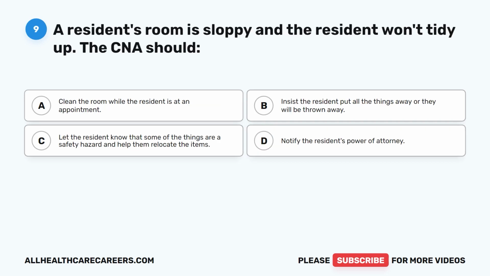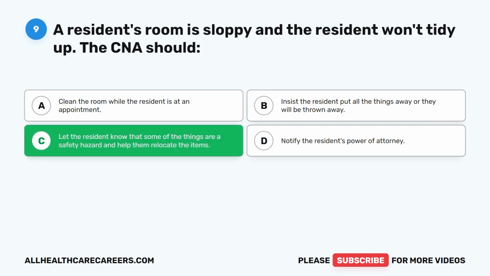Question 9. A resident's room is sloppy and the resident won't tidy up. The CNA should: A. Clean the room while the resident is at an appointment. B. Insist the resident put all the things away or they will be thrown away. C. Let the resident know that some of the things are a safety hazard and help them relocate the items. D. Notify the resident's power of attorney. The correct answer is C.